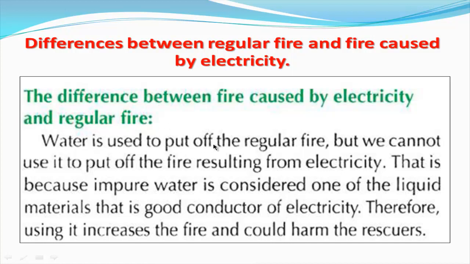Water is used to put off the regular fire, but we can't use it to put off the fire resulting from electricity. That is because impure water is considered one of the liquid materials that is a good conductor of electricity. As we said before, water is a good conductor of electricity, so we can't put off electric fires by using water. So what happens if you put off an electric fire by using water? The fire will increase. Therefore, using water increases the fire and could harm the rescuers.